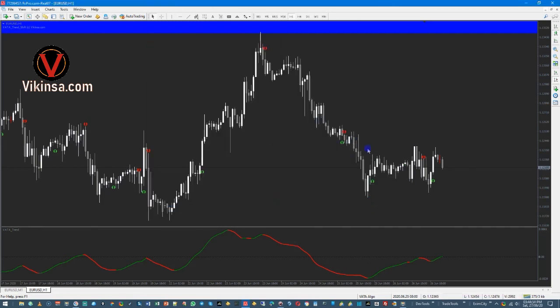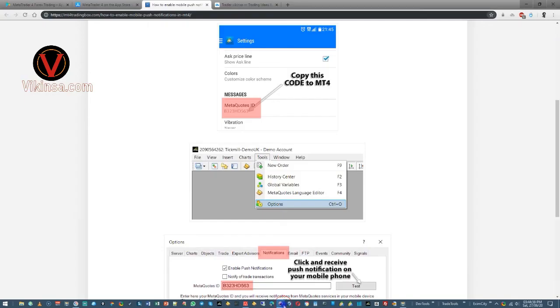Whenever there will be a notification on that time frame, it will send a notification to you saying that there is an opportunity. You can come back to your desk, you can come back to your chart and make use of that opportunity right there.